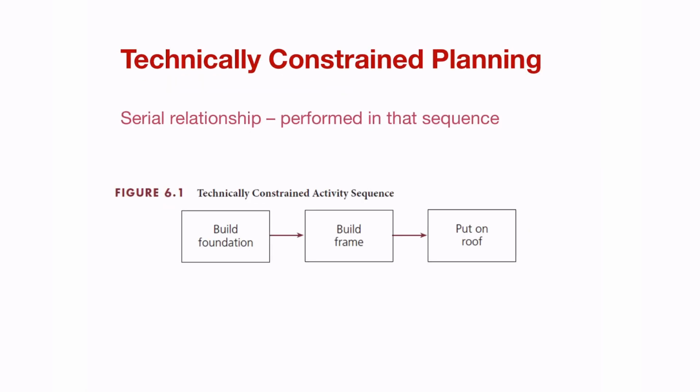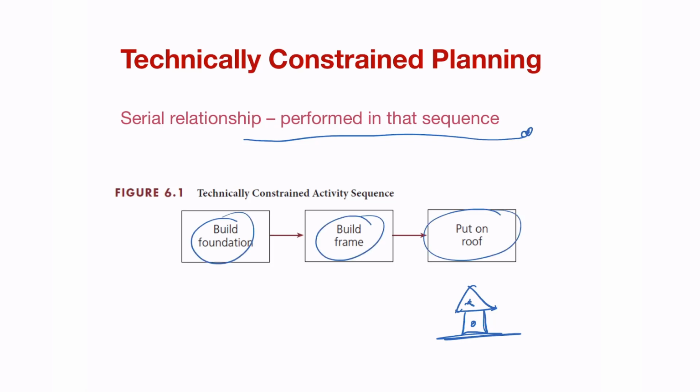So let's look at technically constrained planning. What is constraint planning? Constraint planning is what we call a serial relationship that is performed in a specific sequence. It must happen in that particular sequence. In this case, we look at this example. It's a technically constrained activity sequence, which means that in order to complete your house, you must first build the foundation, you build the frame of the house, and you put on the roof.